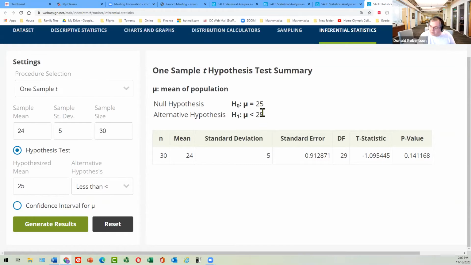There's our null and alternate done for us. There's a t statistic. Yay, good. I'll write this fella down. We got a p-value of 0.14 and some stuff.